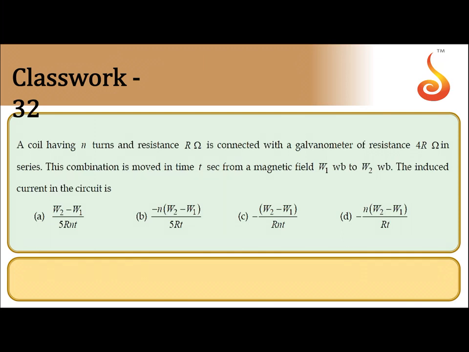A coil having N turns and resistance R ohm is connected with a galvanometer of resistance 4R in series. This combination is moved in time t from magnetic field W1 Weber to W2 Weber. The induced current in the circuit is. So, induced current they are asking. So, induced current is E divided by R.